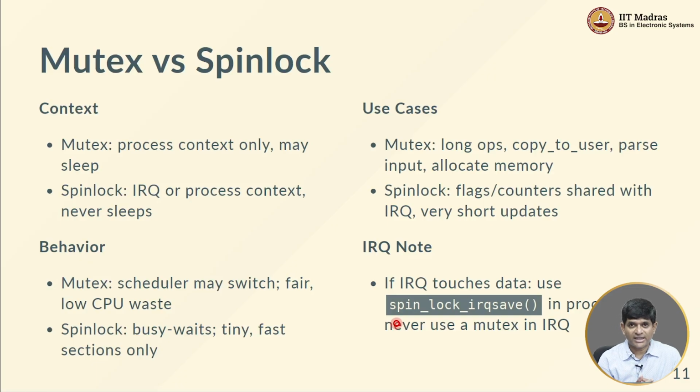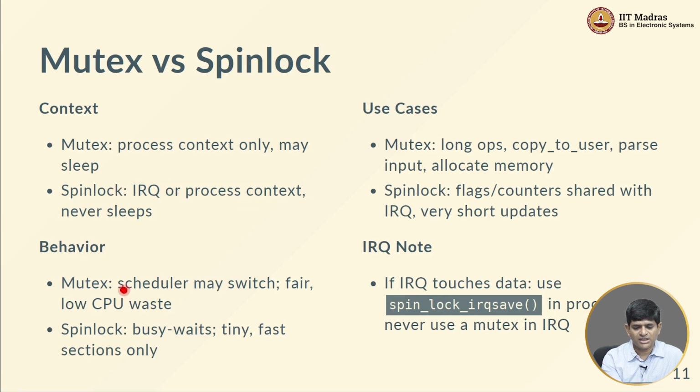So to summarize, what is the difference between a mutex and a spin lock? What is the context in which it can be used? A mutex should be used only in a process context because it may sleep. Whereas a spin lock can be used either in IRQ or process context, but it never sleeps. In an IRQ it makes perfect sense. In a process context you have to be careful. Remember, the main thing is a spin lock should not take too long, okay?